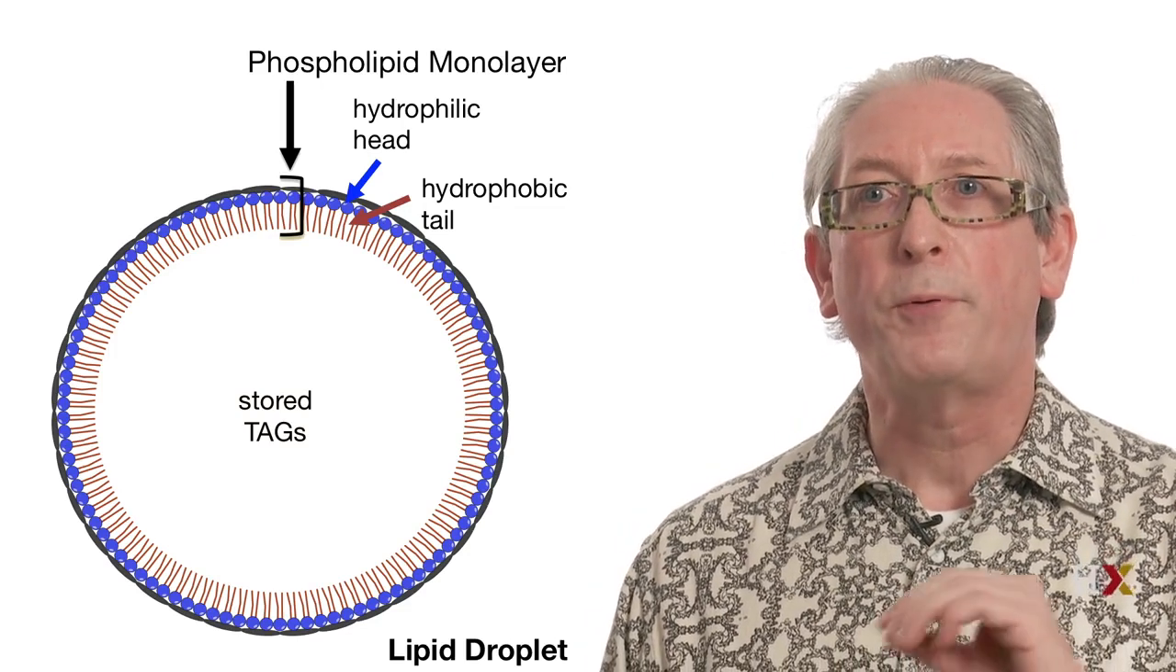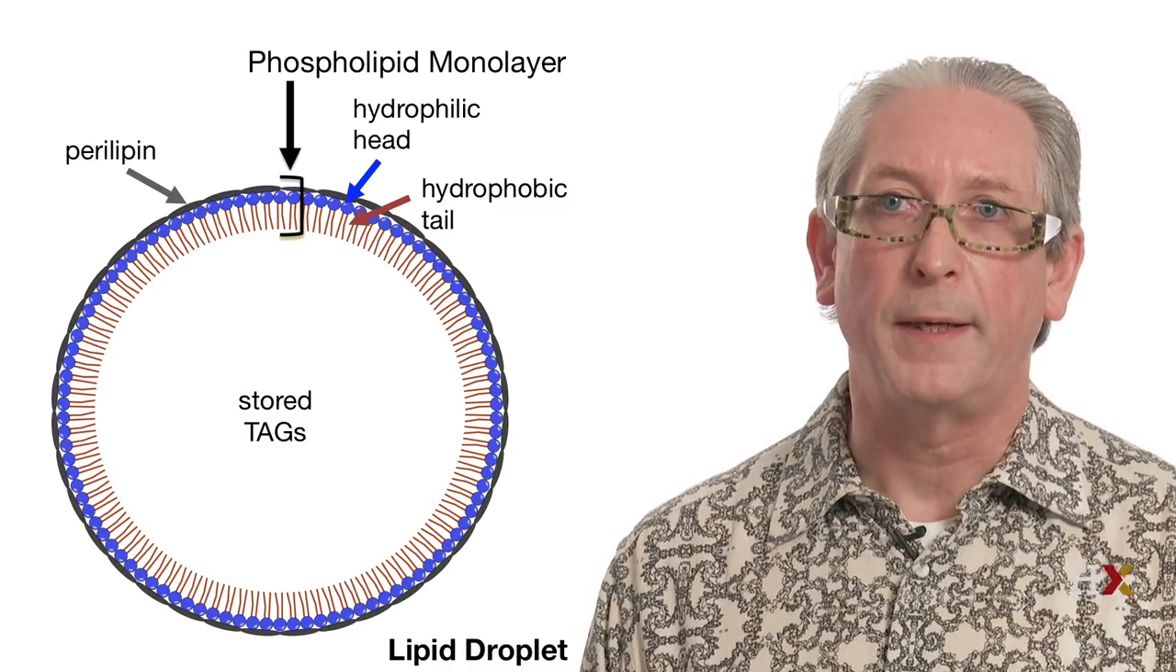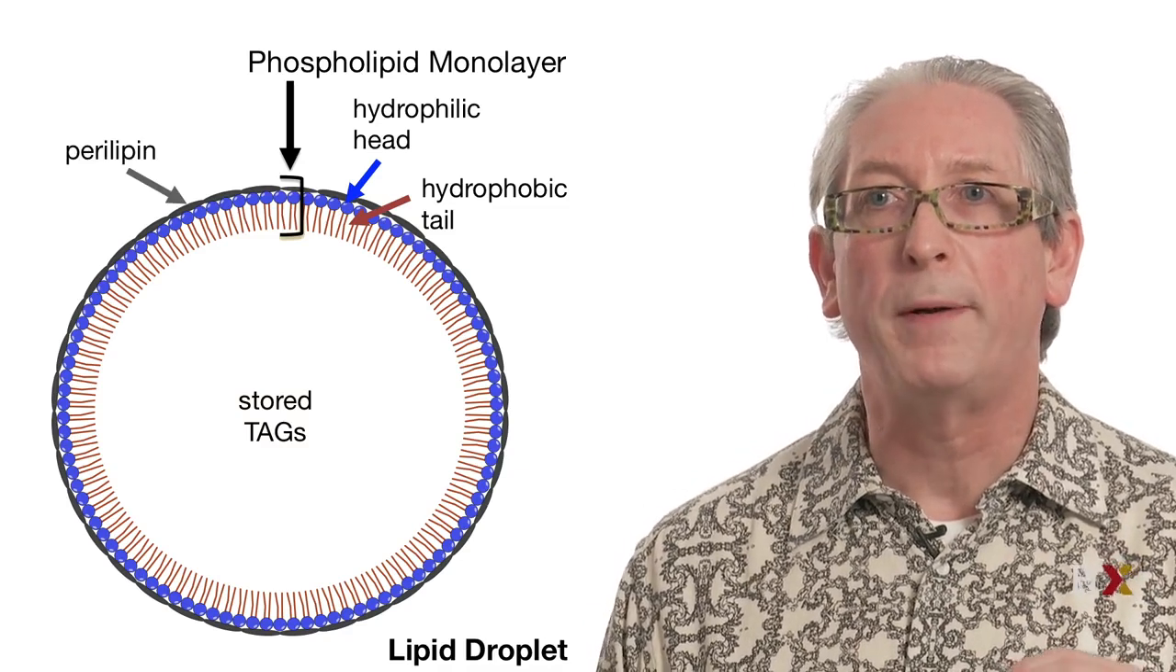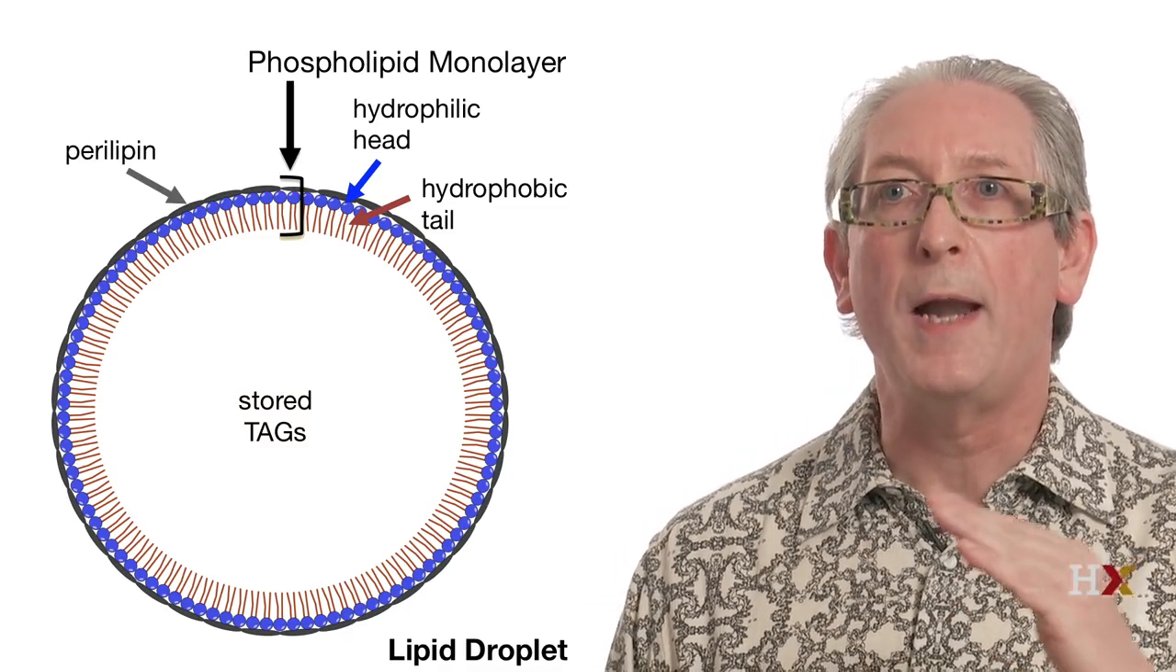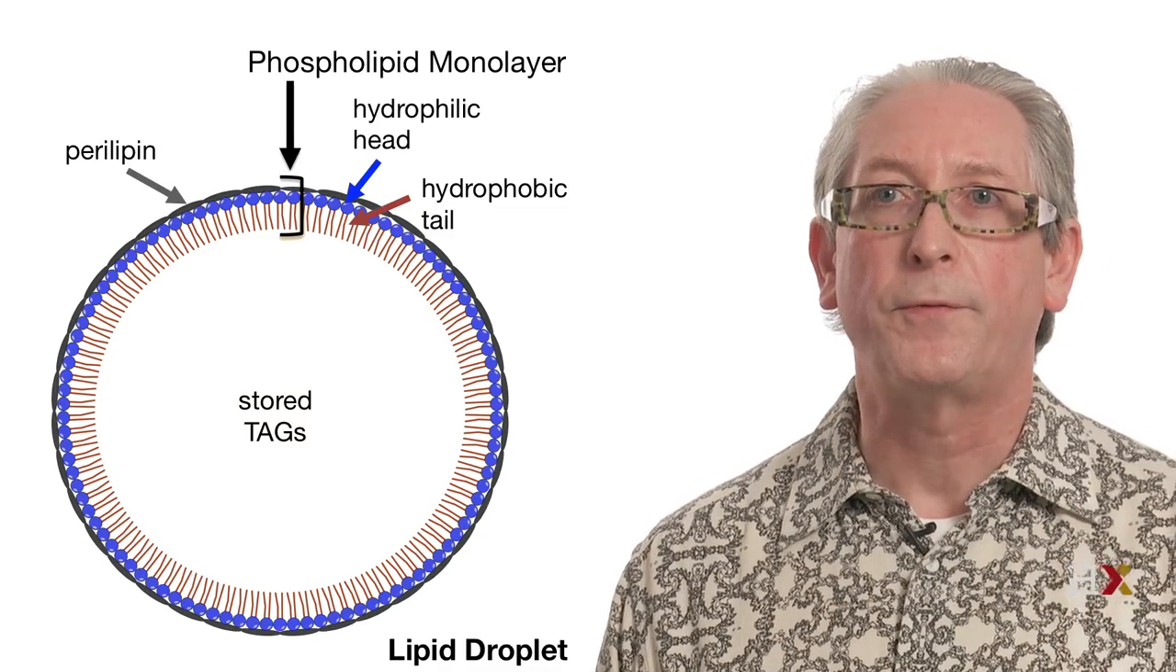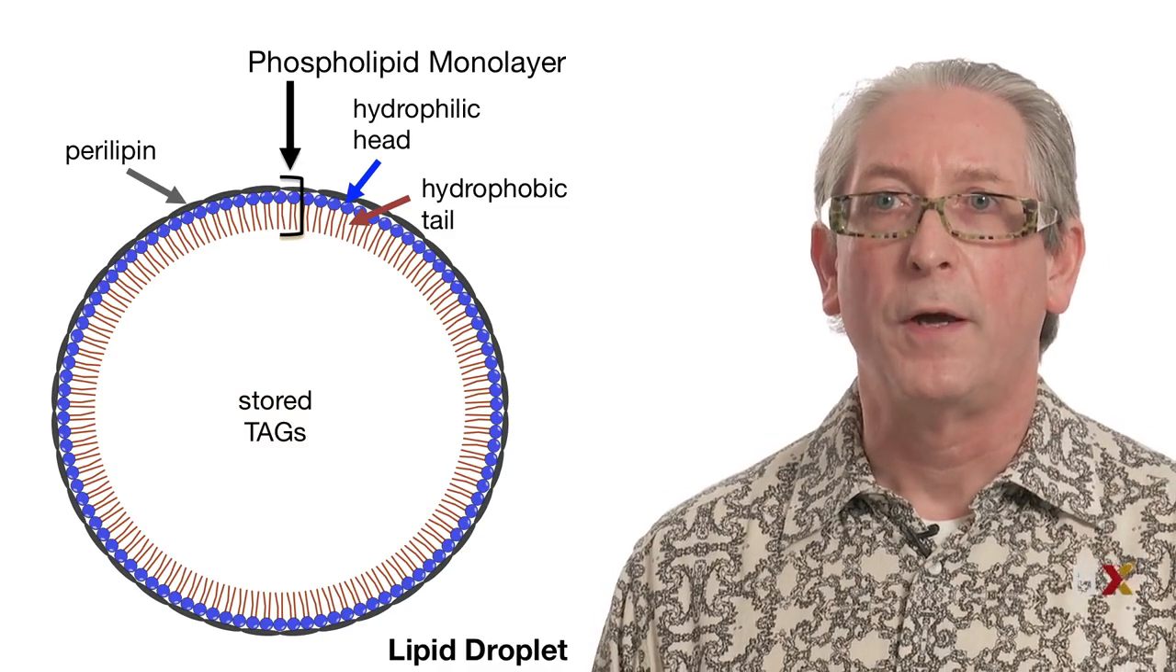Furthermore, some proteins are associated with the lipid droplet. In particular, a protein called perilipin forms a layer at the outer surface of the lipid droplet. How are triacylglycerol molecules mobilized? Remember that triacylglycerol are formed of glycerol and 3 fatty acids. And these covalent bonds between glycerol and fatty acids have to be broken.